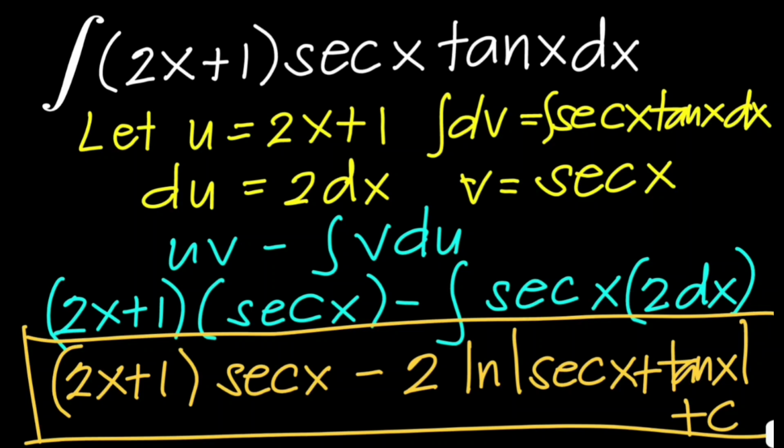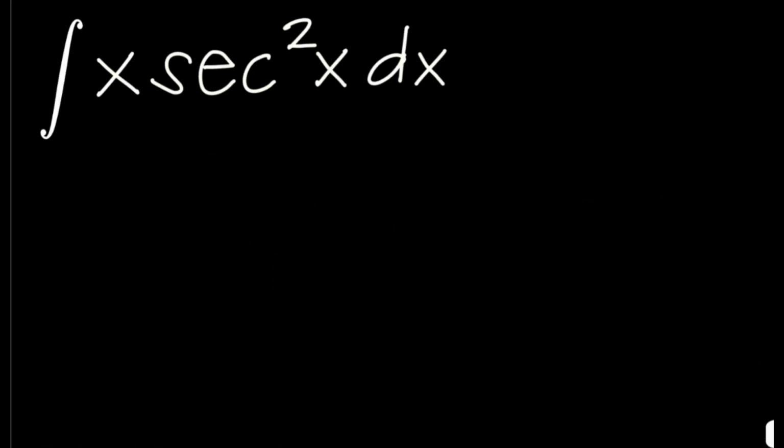Now let's solve another problem. Solve for the integral of x secant squared x dx. Alright, we let u equals x. Because x is algebraic, we use the LIATE. I'm sorry, I forgot to mention the LIATE in the previous problem. So we choose the algebraic first in choosing for u.